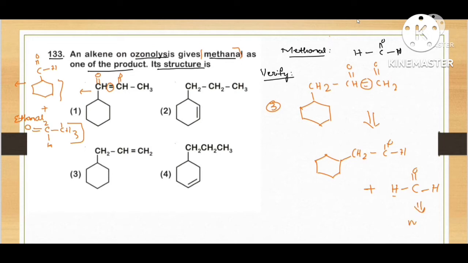Here this product is called the methanol. So compound 3 produces the methanol on ozonolysis. So our answer is 3, the correct answer. For the remaining 2 options, verify what products are produced.